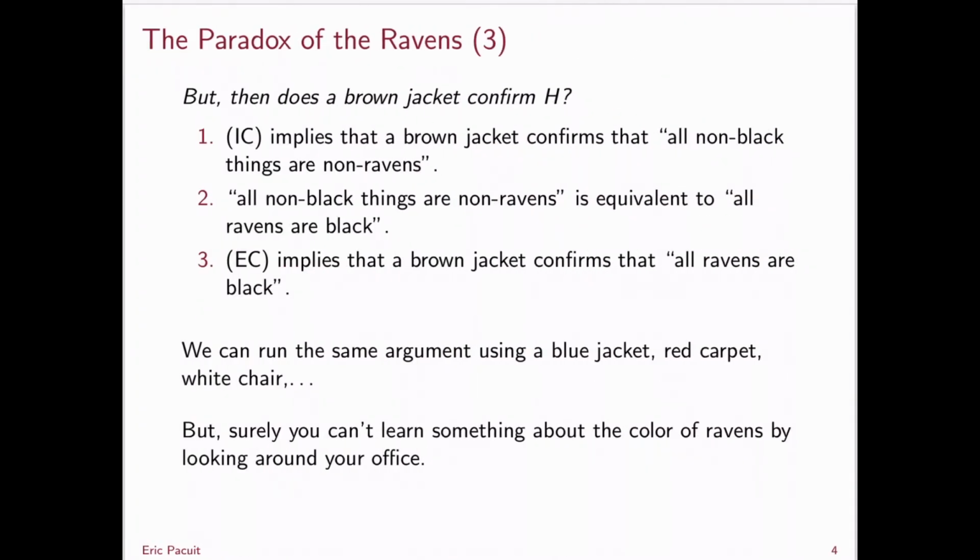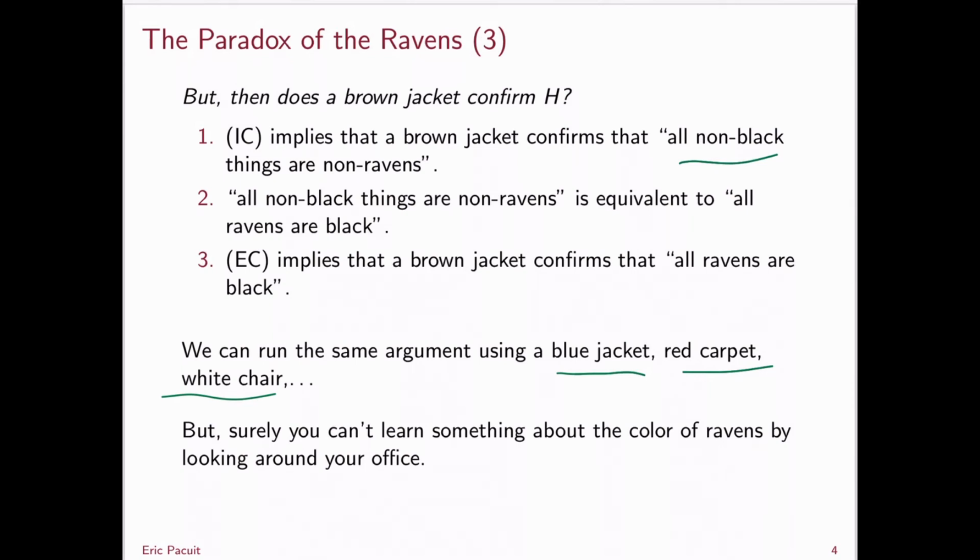But that's puzzling, because we can run this same argument using a blue jacket or a red carpet or a white chair or a silver computer or what have you. So how is it that I can learn something about the color of ravens by simply looking around my office and seeing what I have in my office? Because I see a bunch of non-black things. Those things are not ravens. That then seems to confirm all non-black things are non-ravens. That's equivalent to saying that all ravens are black. So looking around my room, I'm raising the probability that all ravens are black. But how can one do that without going outside and actually searching for ravens? So this is the paradox of the raven.